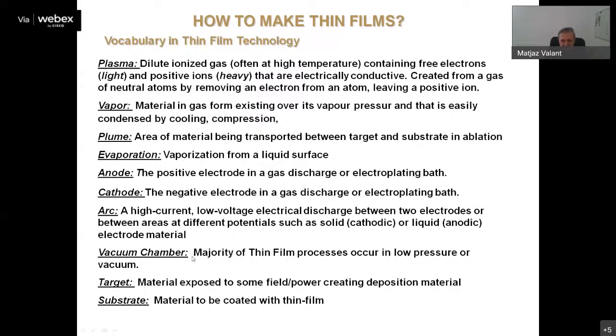Vacuum chamber. As I said, the majority of thin films are produced in vacuum, because we don't want the atmospheric atoms to disturb the material transport from the solid target to the substrate. The target is a source of material, which we expose to some power, some fields, to create initially vapor or plasma and deposit it later on the substrate. And the substrate is a material which we want to coat with a thin film.